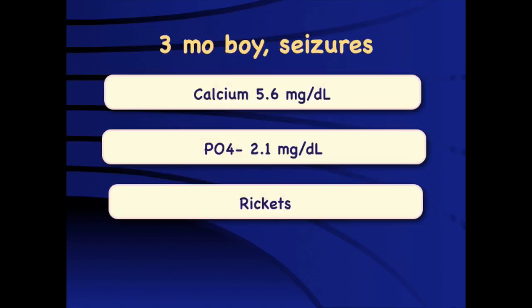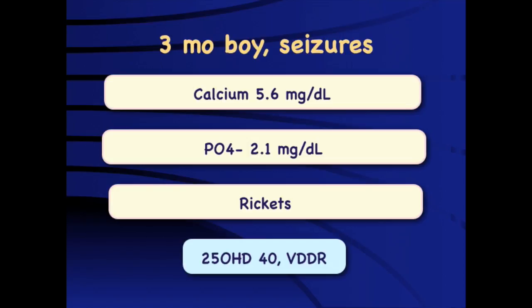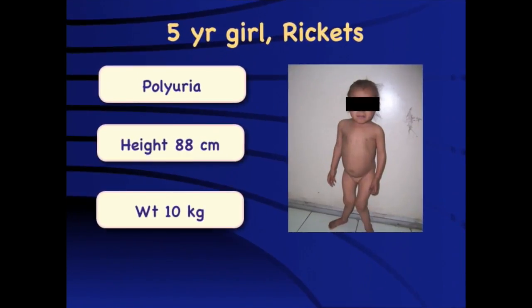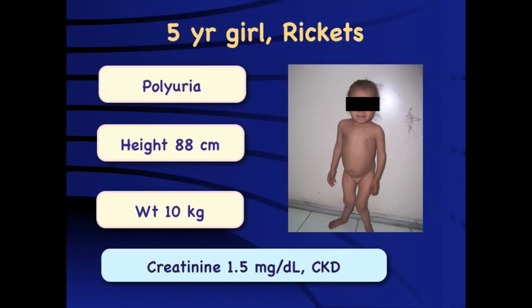So let's go back to the cases that we were discussing and see what could be the possible cause. This is a 3-month-old boy with seizures, hypocalcemic rickets. Its early onset is there, most likely vitamin D dependent rickets, especially when the vitamin D levels were normal. 5-year-old girl with rickets, very short and failure to thrive. The first possibility would be a renal rickets. Look at creatinine and it was found to be high. So this was a chronic kidney disease situation.